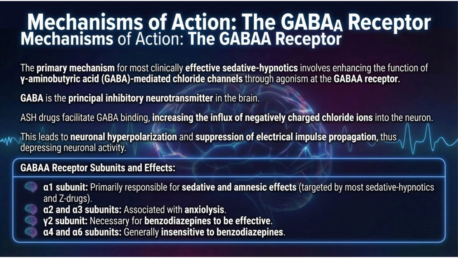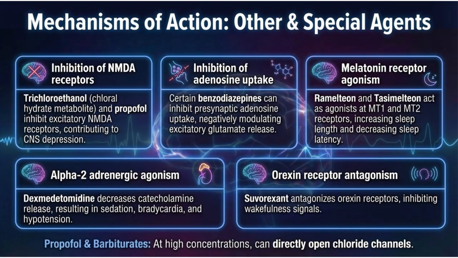Exactly. It's designed to just target sleep, whereas the alpha-2 and alpha-3 subunits are more involved in anxiolysis, the anti-anxiety effect. It's a more surgical approach, but okay, we mentioned there are some special agents, drugs that don't use the GABA system at all. Right, and they were designed that way to try to lower the abuse potential and get away from the withdrawal problems.